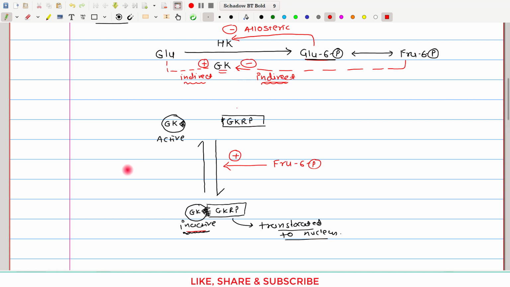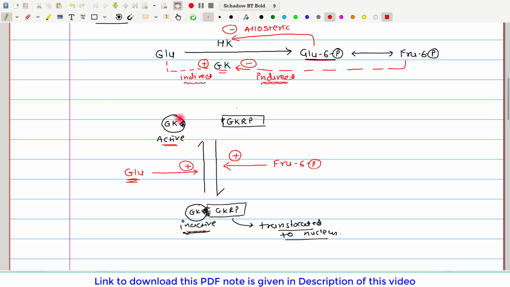What does glucose do? Glucose competes with GKRP for the binding with the glucokinase. So if you provide more glucose, then it stimulates dissociation of this complex and makes glucokinase active, and that's why I had written over here that glucose indirectly stimulates glucokinase, that you can see from this diagram. Okay, so this is the regulation at the glucokinase hexokinase level.